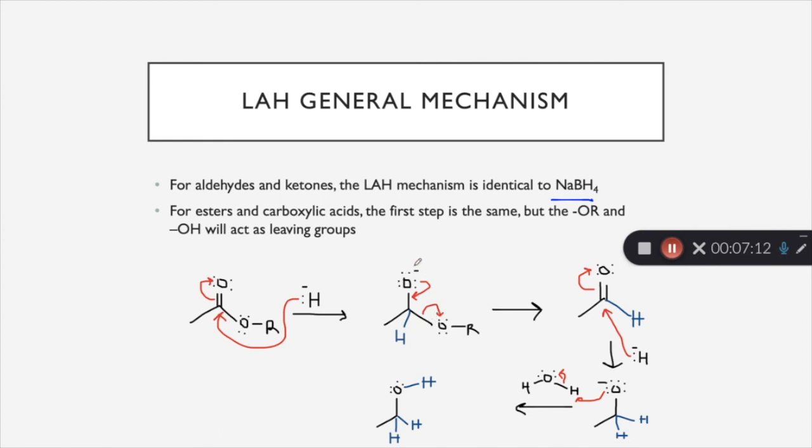But then, this is actually pretty cool. One of the lone pairs from the oxygen will bump back down, and by that bumping back down, it is going to kick out this leaving group. So this OR right here is going to leave. And then that leaves you basically with an aldehyde again. So we started out with an ester, and then after the second step, we have an aldehyde. And then the mechanism from there is the exact same. You have more of the hydride that attacks the carbonyl carbon. That leaves you with the negative charge, which is protonated by water or acid. And then that leaves you with a primary alcohol.